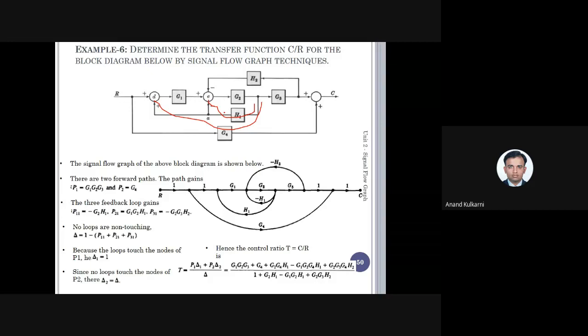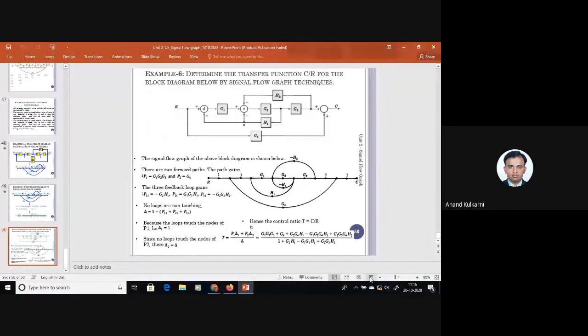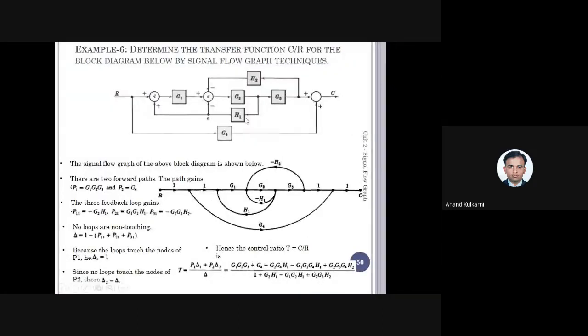I'll just show you. One is of negative sign, that is minus h1. Then h1 is positive here, so positive sign. Both are coming from the same node, so that is shown here. Then they are connected to one point. To this, three things are coming: minus h2, minus h1, and g1.